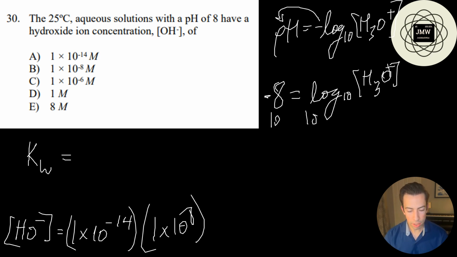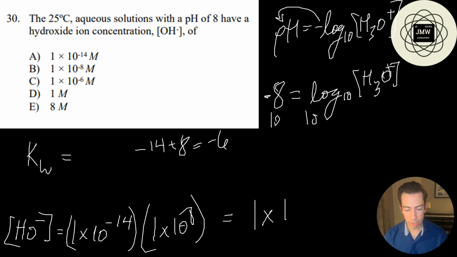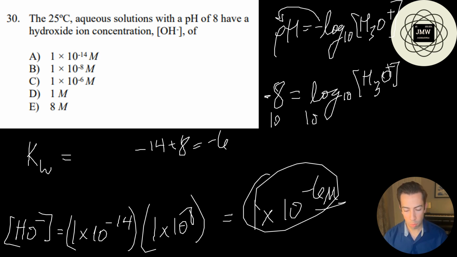Okay, so now that I have this expression, all I need to do is use some exponent rules. So remember, if we're multiplying two values with exponents, I'm just going to add their exponents. So I'm going to do negative 14 plus 8, and that's going to be equal to negative 6. So this whole thing is going to be equal to 1 times 10 to the negative 6. Again, units are going to be molar.